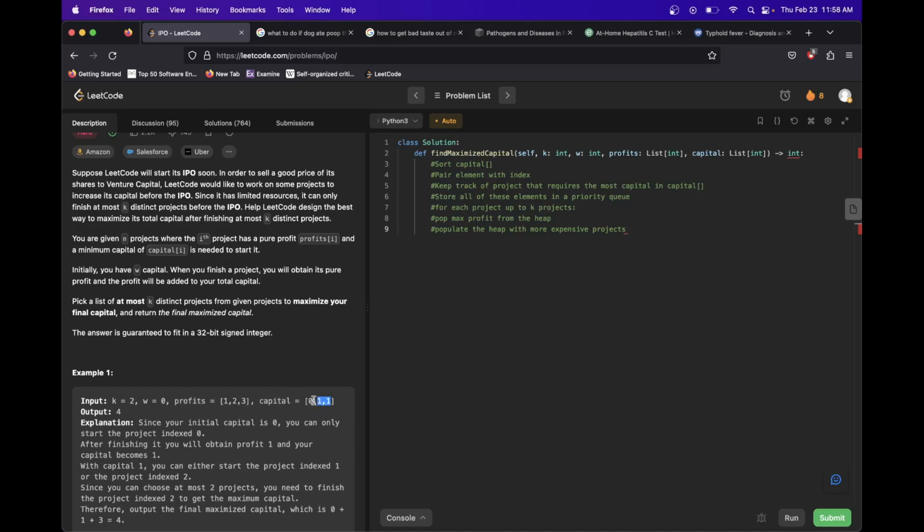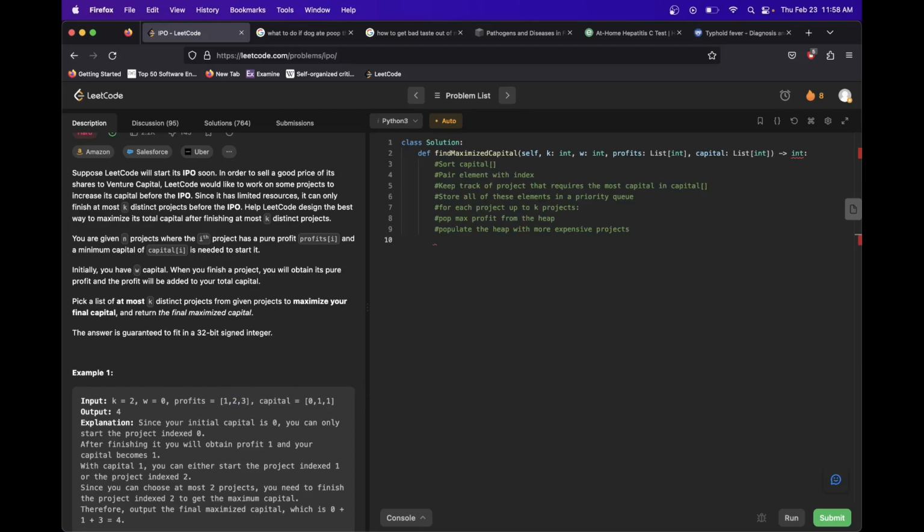And the nice thing about popping is that we've popped 0, so now we'll push 1 and 1, these capital requirements, in. So when we pop from the heap later, we don't have to worry about popping this again. That's already gone, and then we just have these two. And then let's say we pop the second project 3, and then all we would have is the 2 in the heap at the end of this example 1.